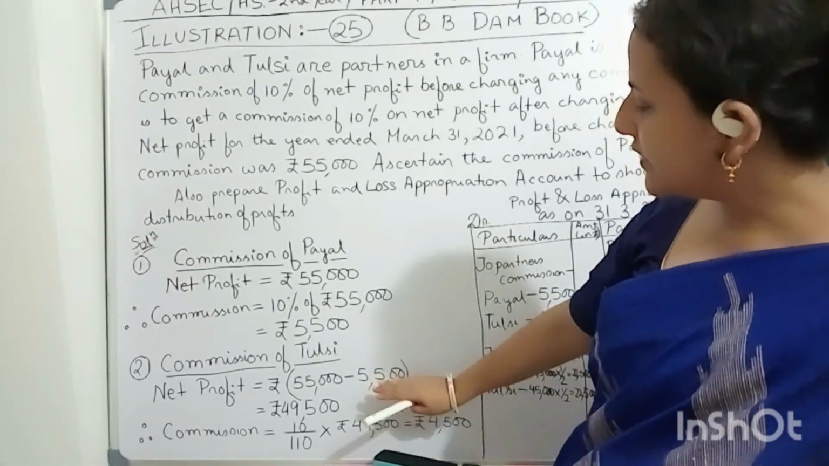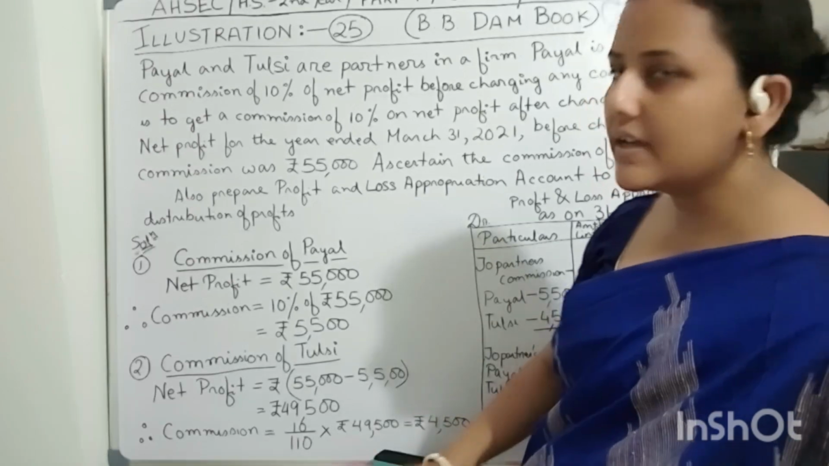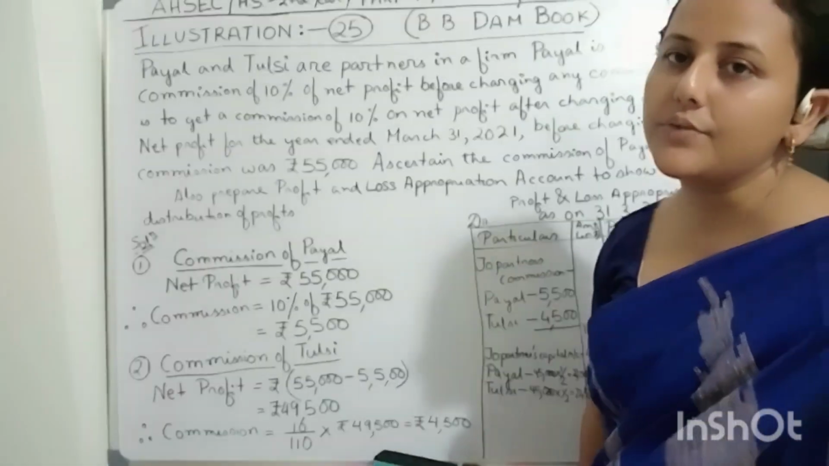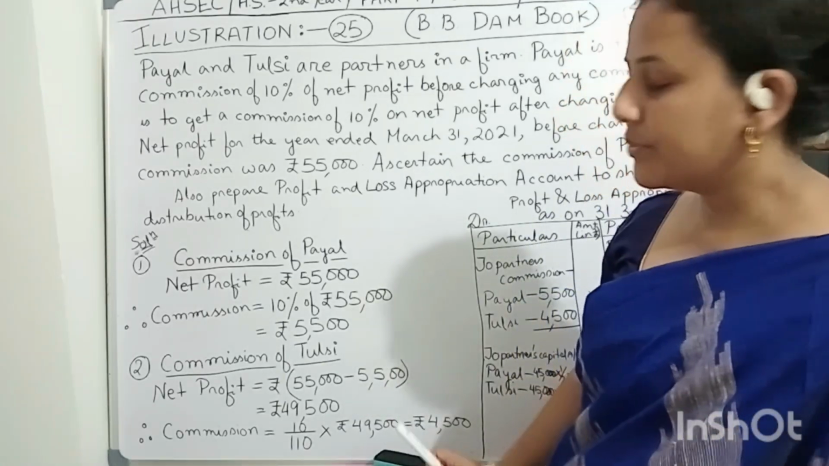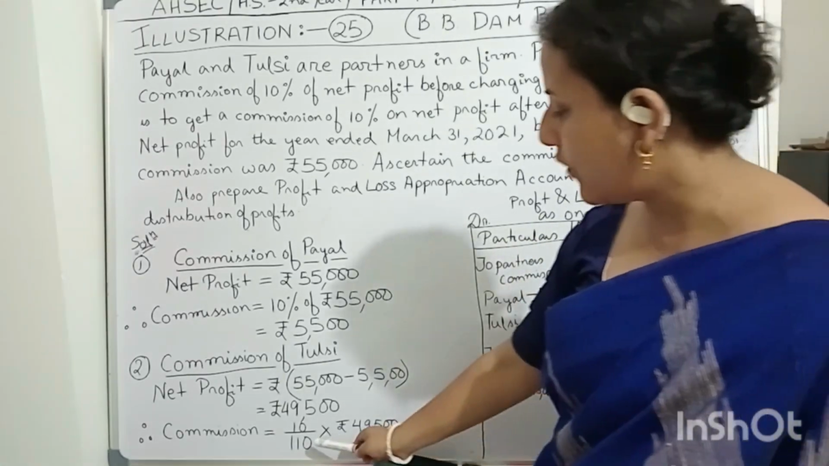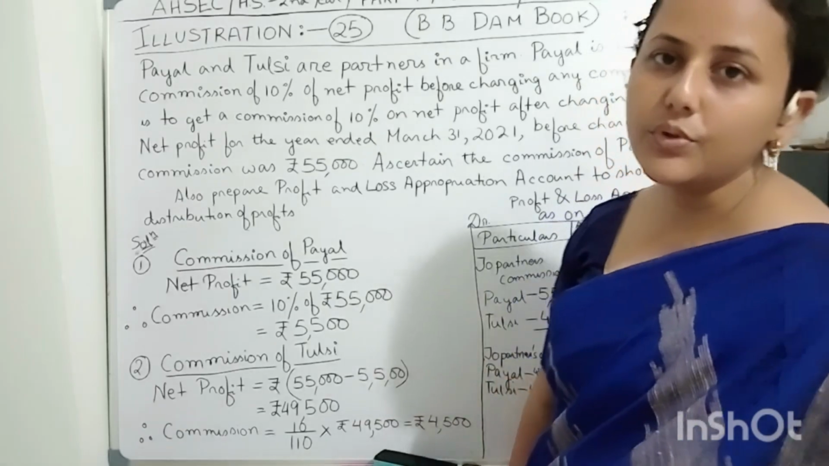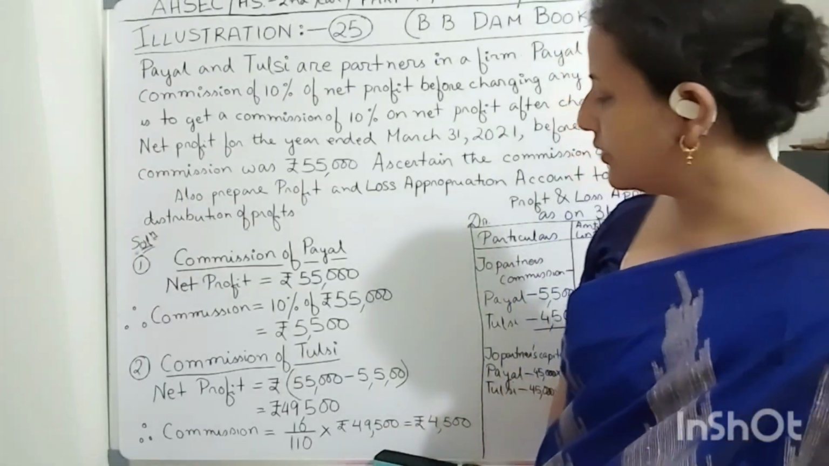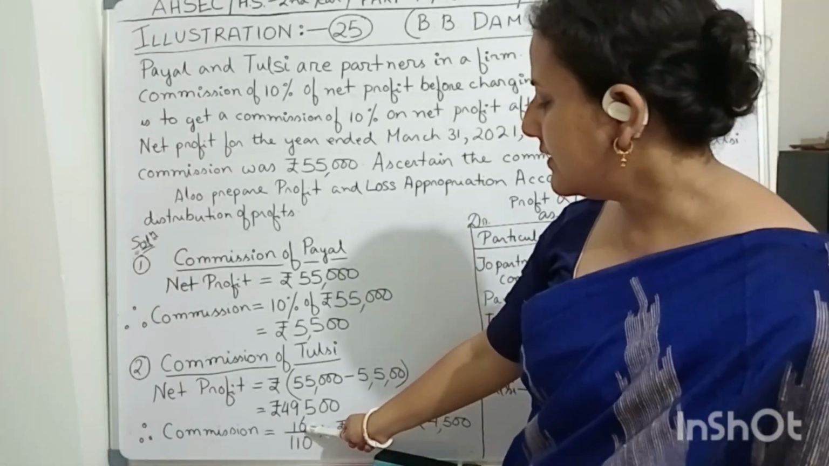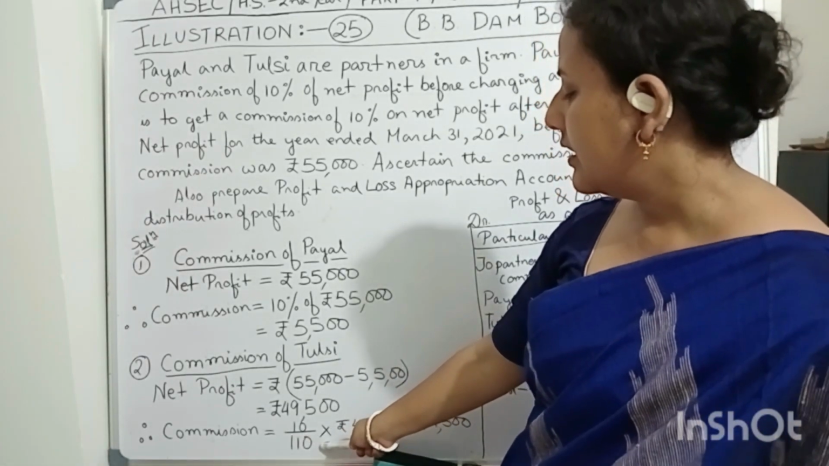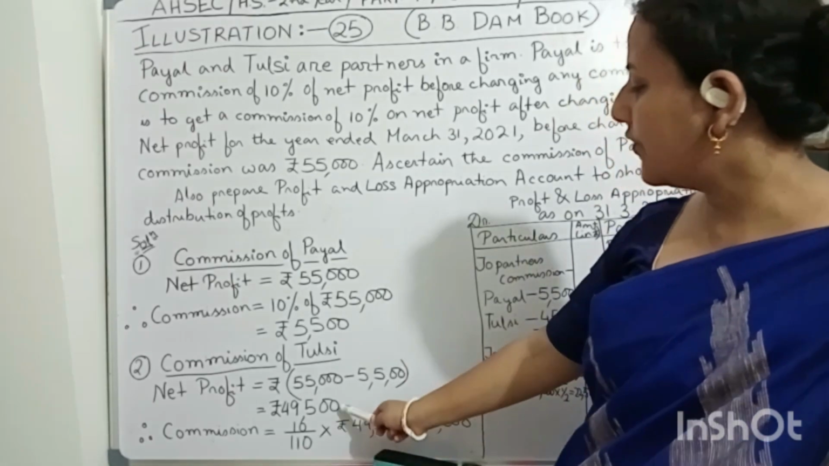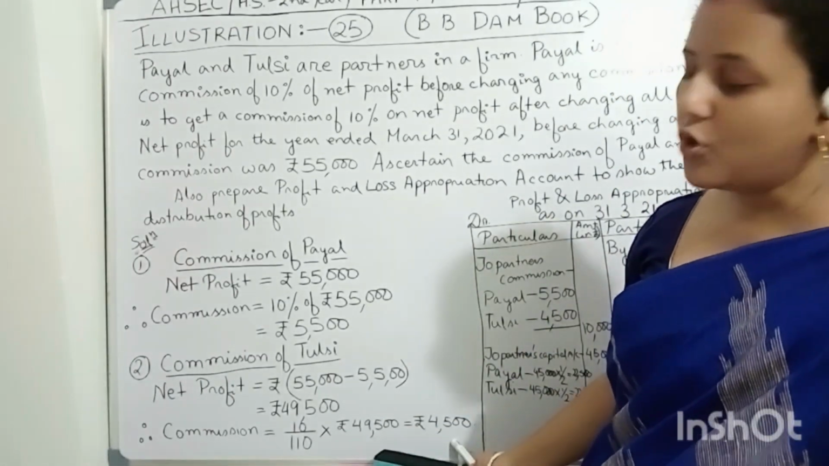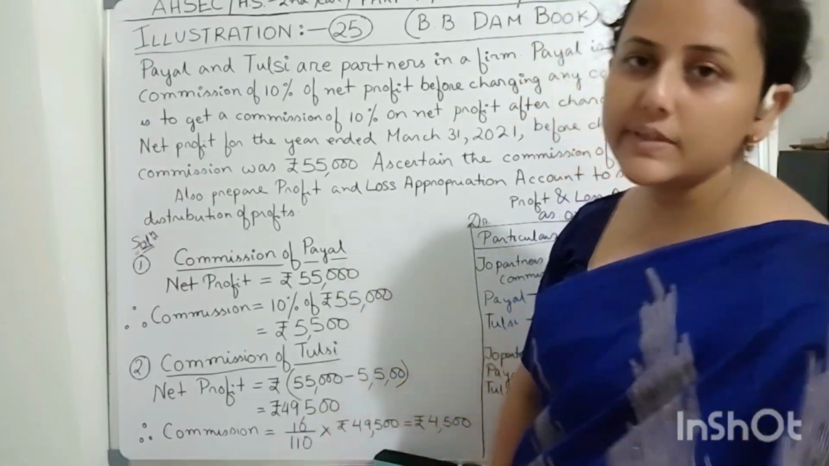When it is after charging commission, the formula will be rate divided by 100 plus rate. I have explained in my previous videos how this formula has come out; you can check them. So the rate is 10 divided by 100 plus 10, that is 110, into 49,500. So 4,500 is the commission of Tulsi.